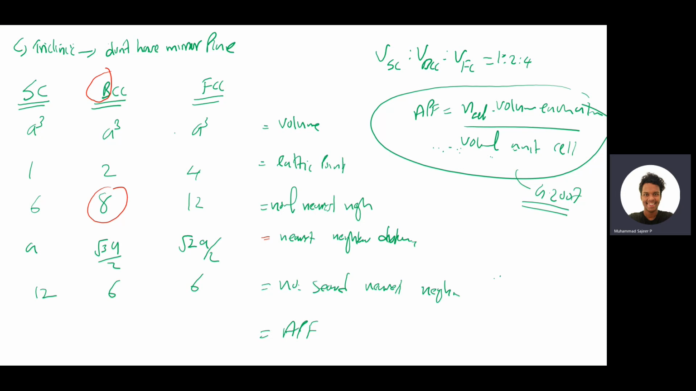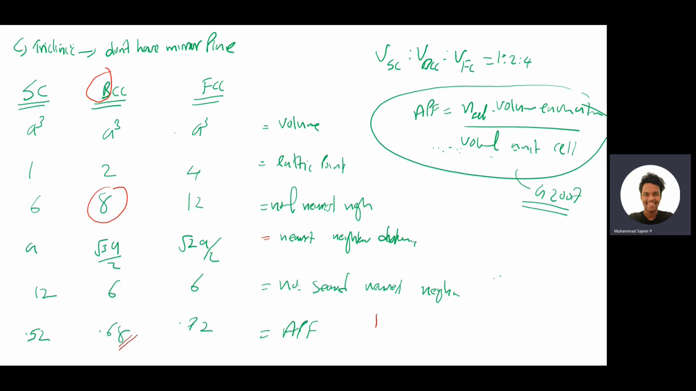So APF for a simple cube is 0.52, for BCC it is 0.68, and for FCC it is 0.74 or so. We want to remember this: the 8 is in the shape of B, so 0.68. You may remember 0.52, 0.68, 0.72. Maybe you will sometimes confuse BCC and FCC in the exam. BCC is around 8 and B, which are similar, so it corresponds to BCC.